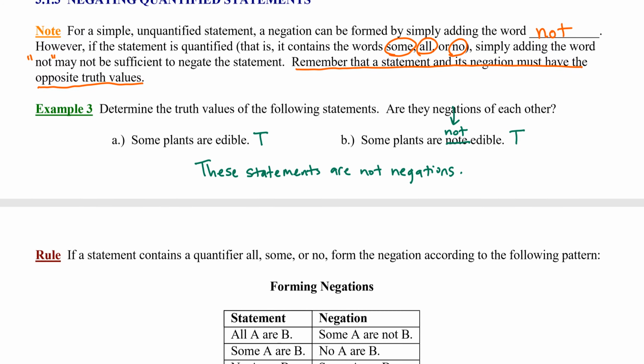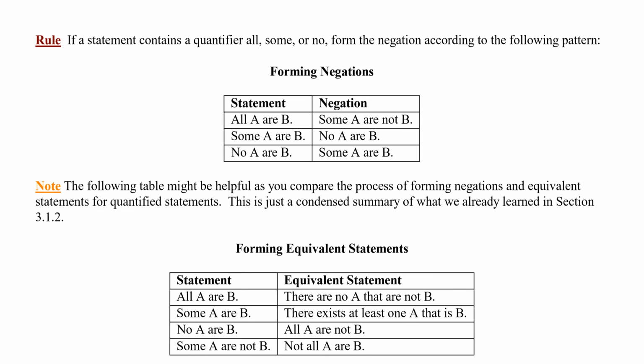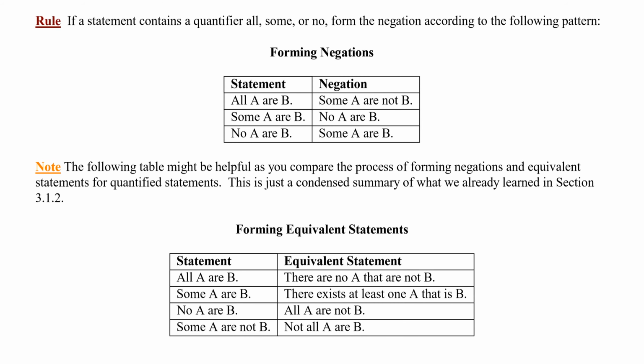So the question then is, how do we negate quantified statements? Here's the rule. If a statement contains a quantifier, all, some, or no, form the negation according to the following pattern. So if I have the statement all A are B, then the negation is some A are not B. That is, if I want to negate the statement all cars are made by Toyota, I would just have to find one car not made by Toyota, or some cars not made by Toyota.